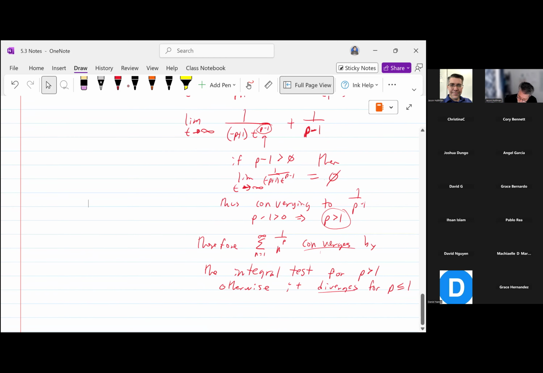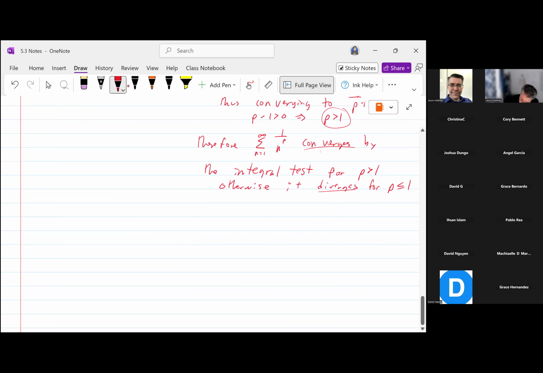So again, we could say, hey, the summation n equals 1 to infinity of 1 over n squared. What do we know is going to happen to this thing? This thing is convergent. It's a p series, since 2 is greater than 1, so we automatically know that it is going to converge.